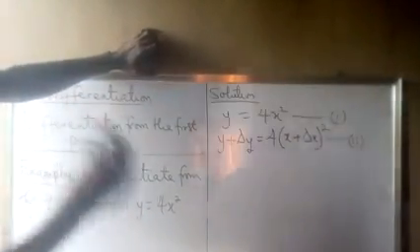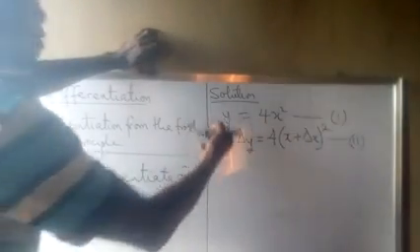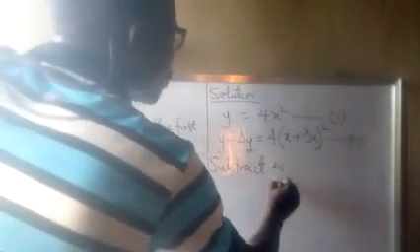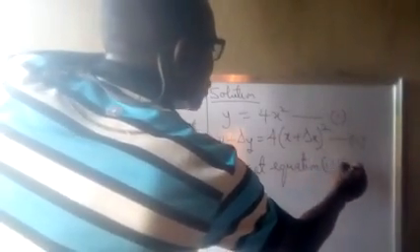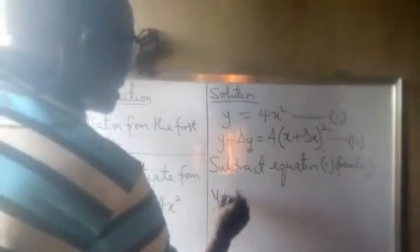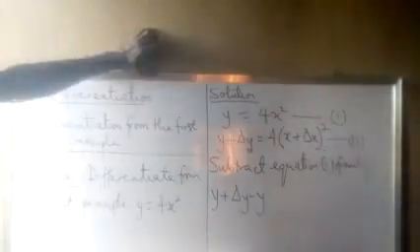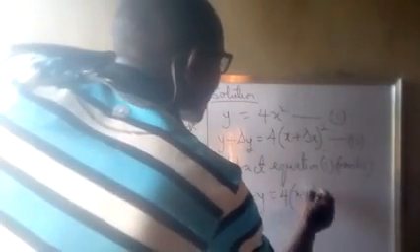So now, what do we need to do here? We may decide to subtract equation 1 from 2. So how do we do that? We have y plus delta y, then minus y. This is subtracting the left from the left and the right from the right, is equal to 4 into x plus delta x all squared minus 4x squared.